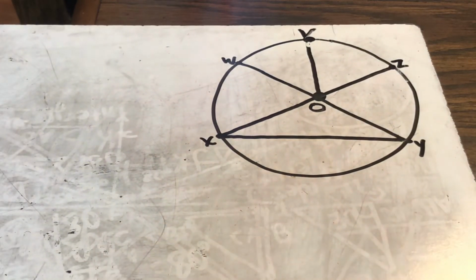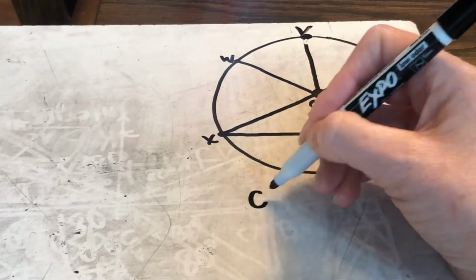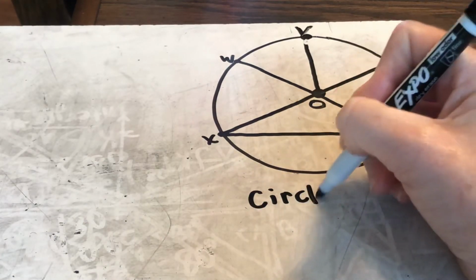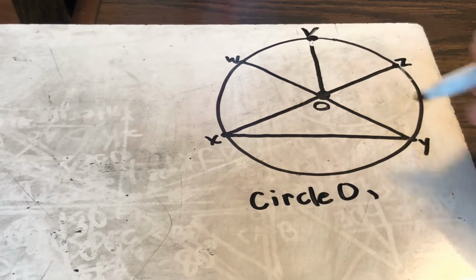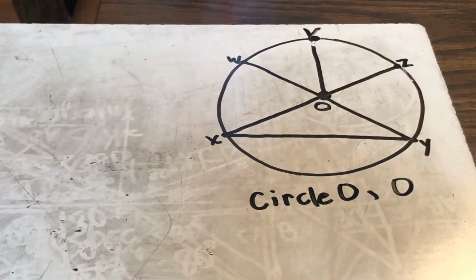All right, the first one says, name the circle and its center. Okay, well, that's 2 questions there. The first one says, name the circle. So I know the circle's name is going to be circle O, and then name its center. Well, the center is just O, so I'm just going to put O.